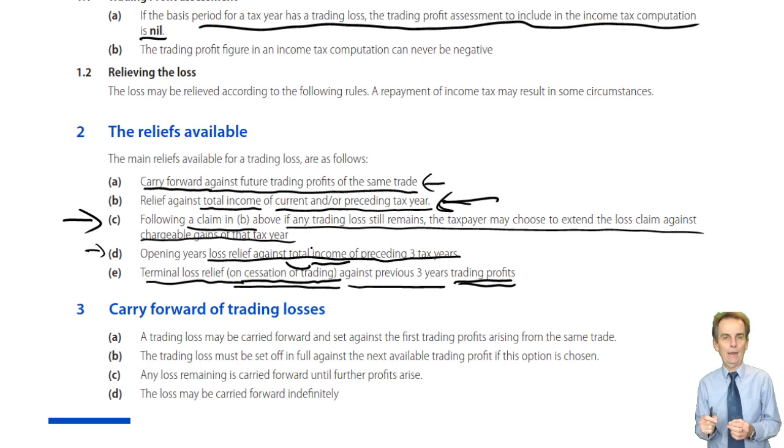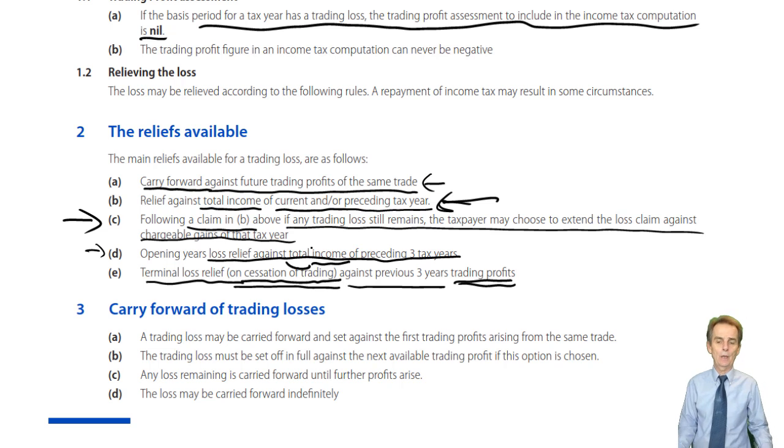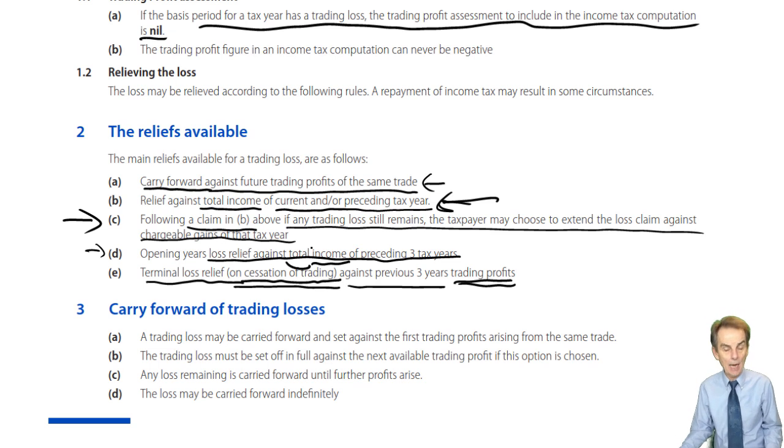If you've made a claim in any tax year against total income, that's either the current tax year or the preceding tax year claim for our ongoing business, if you've done that and there's still loss left over, then have a little look at the capital gains position, because you may then be able to extend that loss relief claim against your chargeable gains.